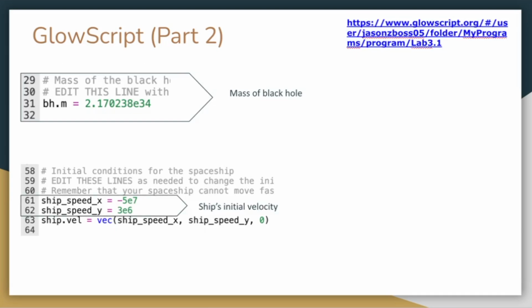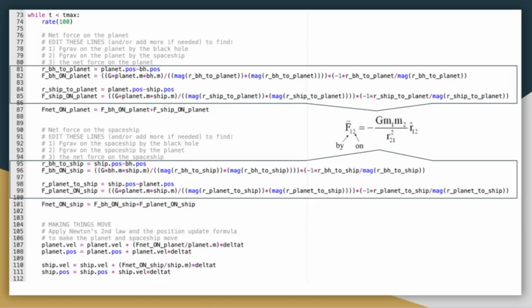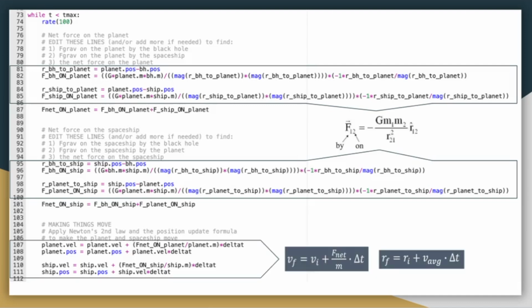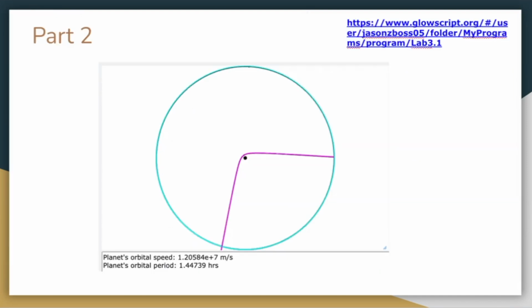In order to find the initial velocity required to escape the black hole's gravitational force, we will use the guess and check method. I found that an x velocity of negative 50 million meters per second and y velocity of 3 million meters per second was enough for the spaceship to not crash into the black hole. For the loop, we must utilize Newton's law of universal gravitation to calculate the net force on the planet and the ship. Next, we will use the velocity and position update formulas to simulate the motion of the planet and spaceship at each time step.